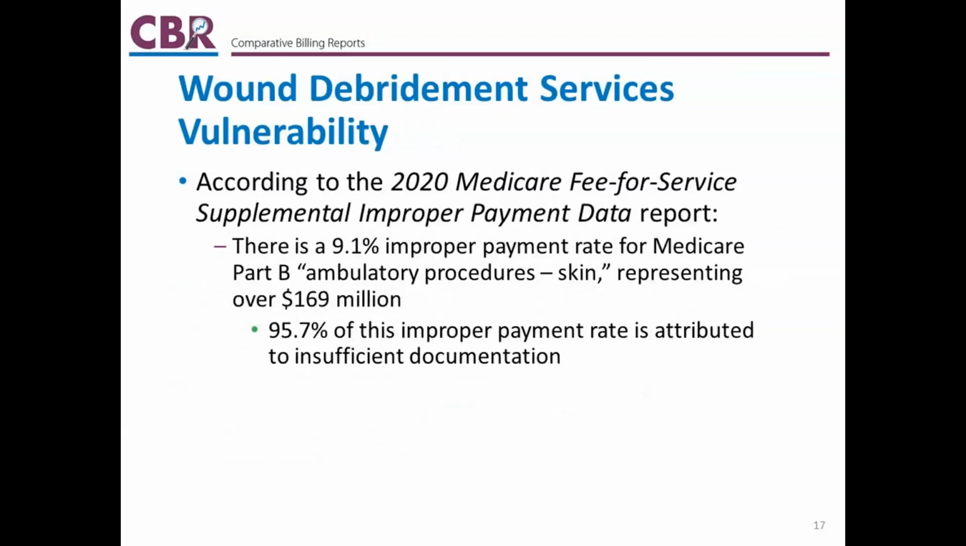Let's take a look now at the vulnerability of correct payments for wound debridement and how that plays into CMS's protection of the trust fund. We saw in the introduction information from the 2020 Medicare Fee-for-Service Supplemental Improper Payment Data Report. That report reflects a 9.1% improper payment rate for ambulatory procedures skin, which represents $169 million in projected improper payments. Within that error rate, there is a 95.7% improper payment rate due to insufficient documentation. These statistics give us a great look into why this is an area of interest for CMS in their protection of the trust fund.